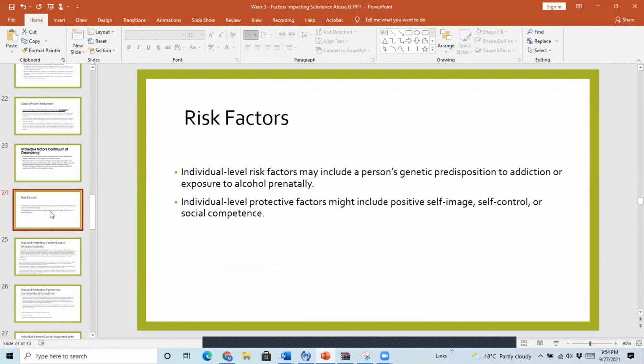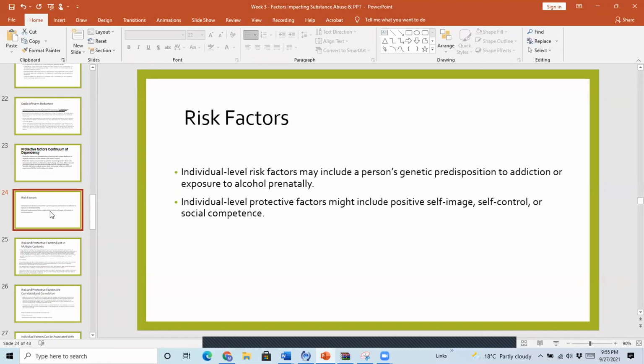Now, let's step back for one second. Let's examine the risk factors. I know we're going back and forth, but I want to tie everything together as we move through. So we just talked about protective factors. When we talk about risk factors, let's divide the two. So we have individual level risk factors, right? And we have individual level protective factors.